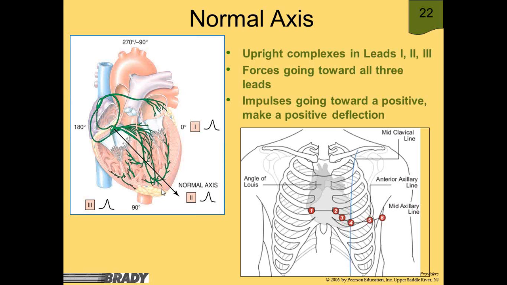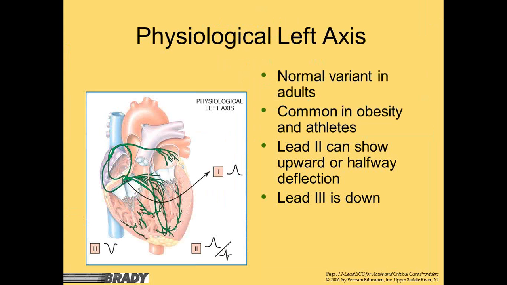Okay, now let's see what happens when it doesn't. Okay, now this is called a physiological left axis deviation. So you can see it comes down from the SA node through the atriums, hits that bundle of His, and comes part way down through the ventricles and then moves off towards that left ventricle. Okay, this is a fairly common thing.